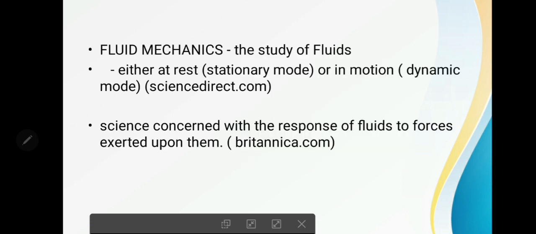So what is fluid mechanics? Okay, so fluid mechanics is the study of fluids either at rest, which is stationary mode, or in motion, or what we call the dynamic mode. So fluid mechanics is the study of fluids. It is the science concerned with the response of fluids to forces exerted upon them. So it is a body of knowledge, no, specifically to study about fluids. So that is fluid mechanics.